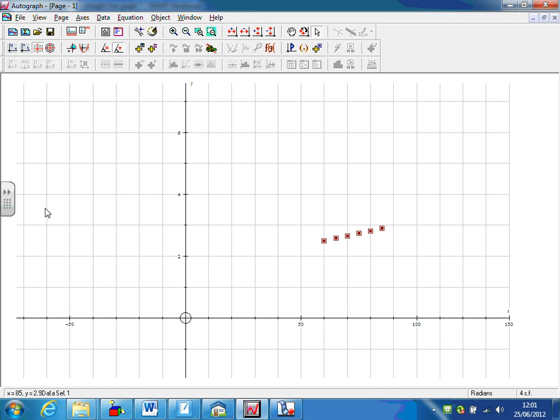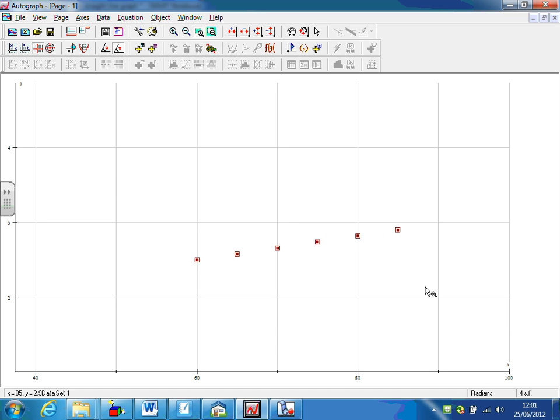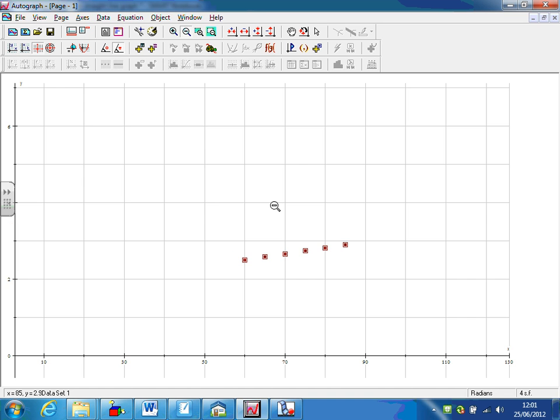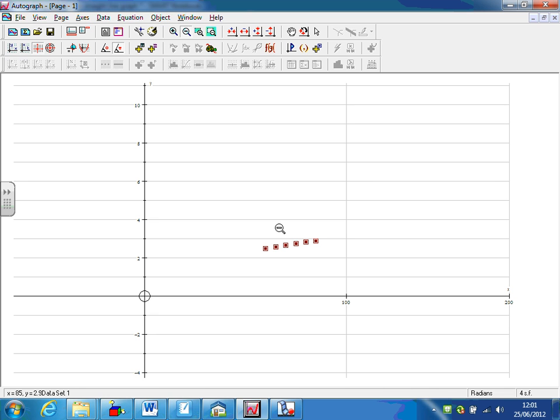So I can use the zoom box tool, which is this one here, and put a box around my data, and it will zoom out to those data points. That's one thing I can do. Let's zoom back out again using this one, the whole lot, back to there again.